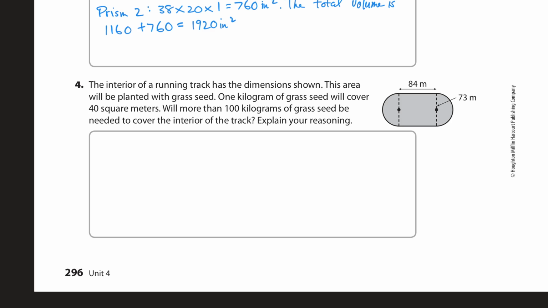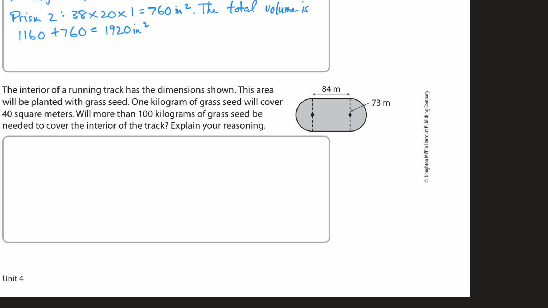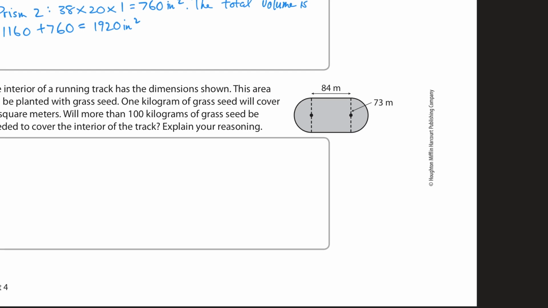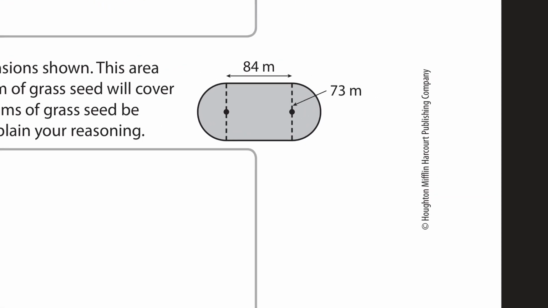So let's get the area first. I'm going to do that over here. I'm going to make this a little bit bigger. So with this, I'm going to have a rectangle and a circle. This is half of a circle, and that's the other half of a circle. So I'm going to call this the area of the rectangle plus the area of the circle.